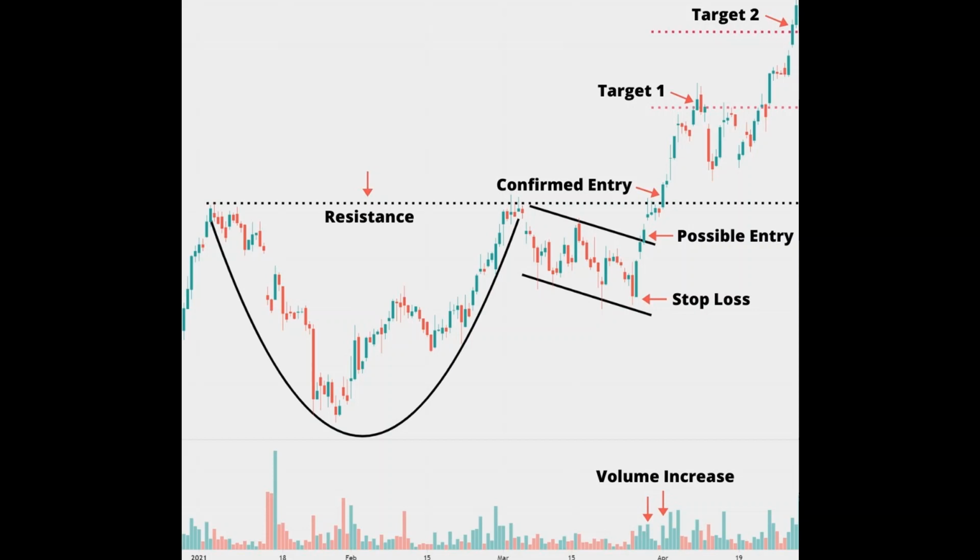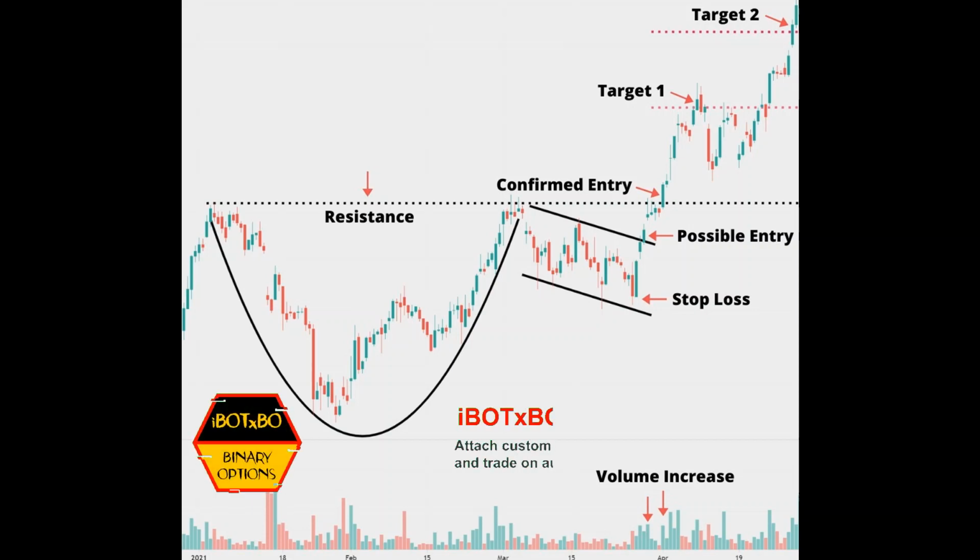Once the breakout has been confirmed, enter a long position in the asset. Place a stop-loss order below the handle, to limit potential losses in case the pattern fails. Monitor the price of the asset, to ensure that it continues to rise and reach the projected price target. Adjust the stop-loss order as needed to lock in profits and manage risk.